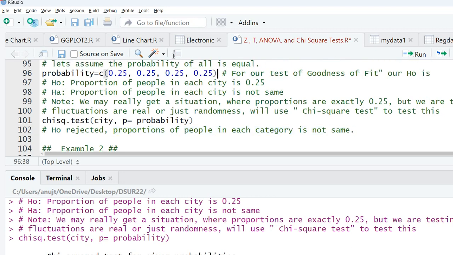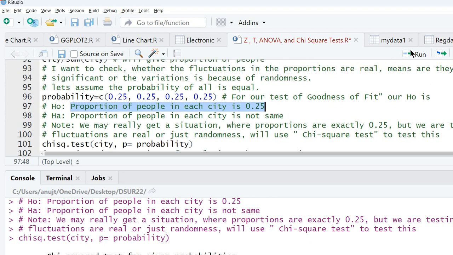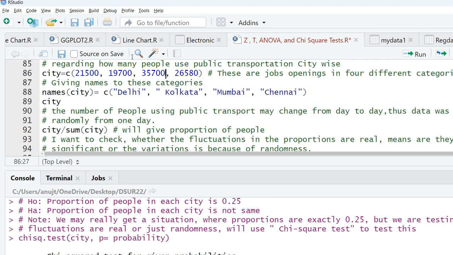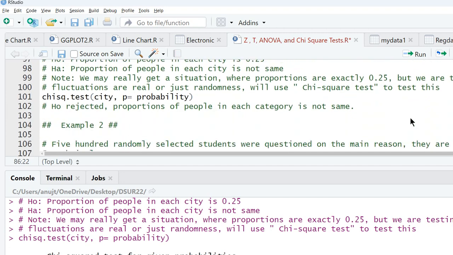What we were saying is that our null hypothesis is that the proportion of people in each city is 25%, the same. Means in each city the same count of people are using public transport, and the alternative is that in different cities the count of people using public transport is different. As we can see, in Mumbai there is a greater number of people using public transport. So the proportion of people in each city is not the same.